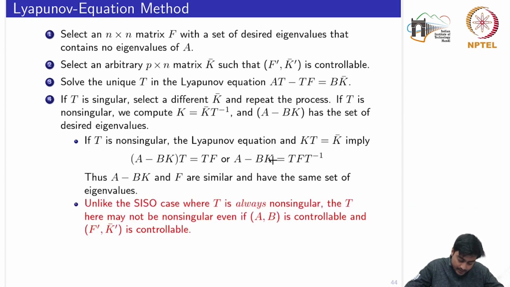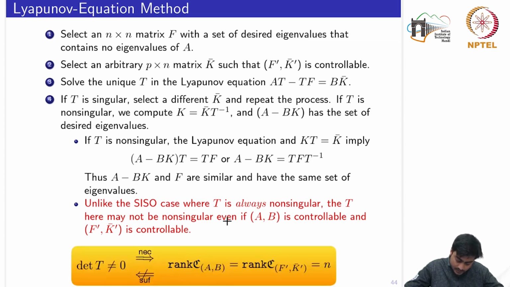Now the most important aspect here is that in the SISO case, the single input single output case, we had ensured that the T matrix would always be non-singular. But for the multivariable case, it might not be possible that the matrix is non-singular even if the pairs A B and F transpose K bar transpose are controllable. We will see the proof of why we cannot always ensure the non-singularity of the matrix T in the multivariable case.